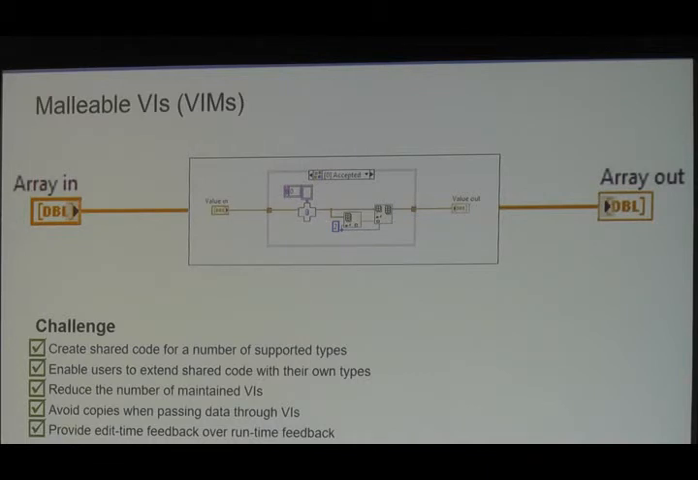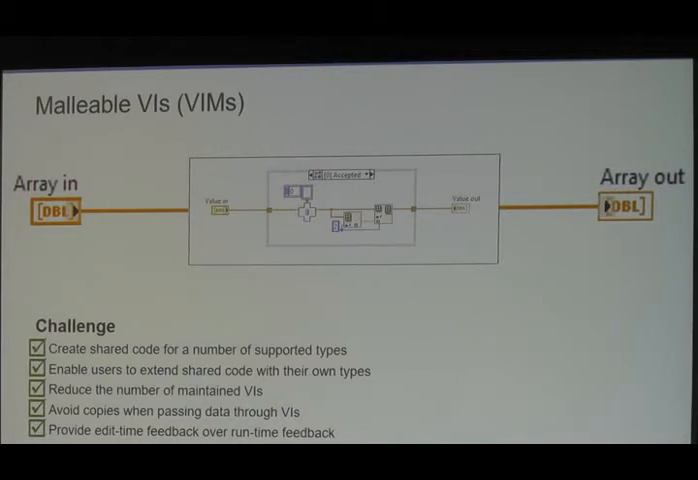Just, are you an array? And if it was any array, we can use these primitives for any array. It works. This is one implementation for all data types of arrays you can possibly pass into this VI. It's a pretty good example of effective use of Malleable VIs. So we're able to fulfill all of our challenges within shared code for a number of types, enabling users to extend shared code with their own types.